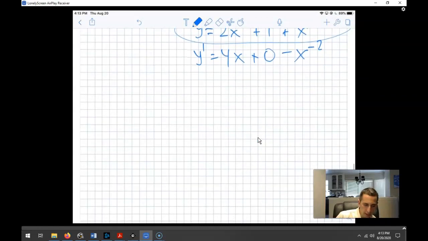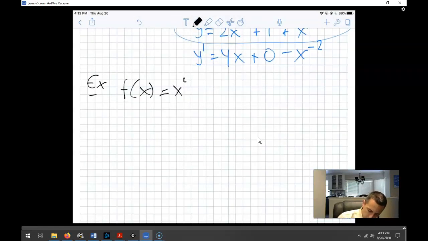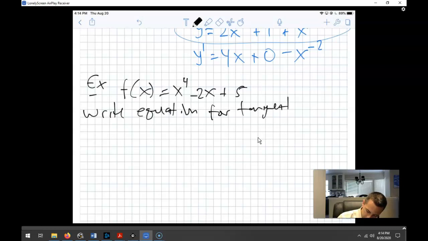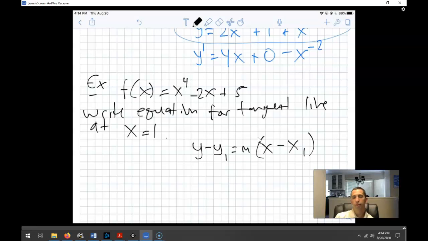I want to do one more quick example of a problem you'll have to do. So I might give you a problem like this. Say f of x equals x to the 4 minus 2x plus 5. And I'm going to ask you to write the equation for the tangent line at x equals 1. Okay, so when we write an equation for a tangent line in this class, it's usually going to be in the form y minus y1 equals some slope m times x minus x1. Okay, so this m is the slope of the tangent line.